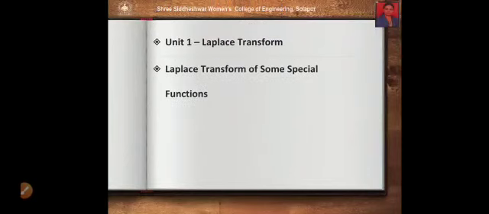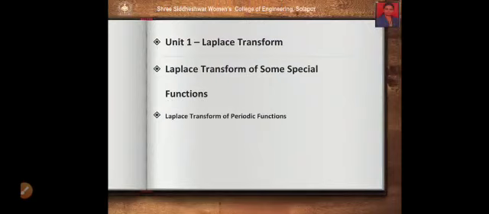We are dealing with the first unit, that is Laplace transform, and so far we have studied its definition, some standard results, some properties, and also have solved some examples. Also we have started the last point, that is the Laplace transform of some special functions. Out of the mentioned special functions, we have seen how to find the Laplace transform of periodic functions.